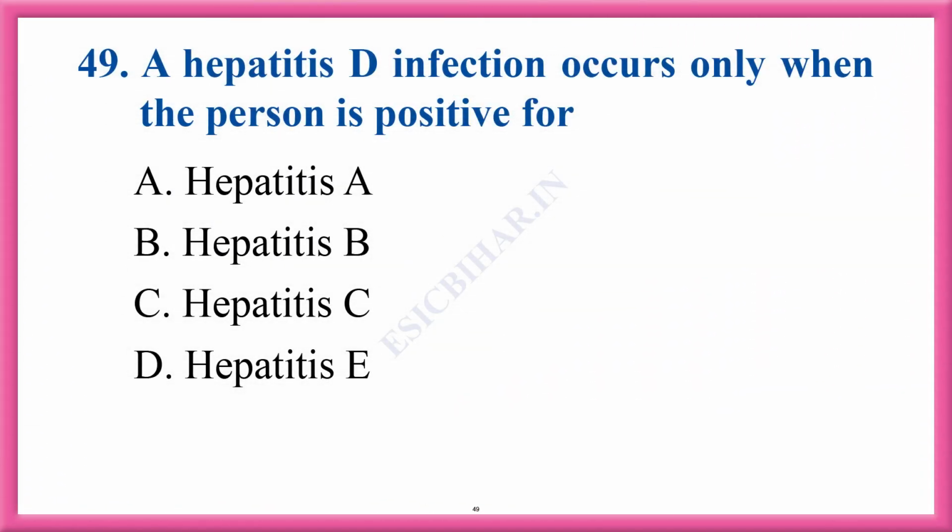Question 49. A hepatitis D infection occurs only when the person is positive for: A. Hepatitis A, B. Hepatitis B, C. Hepatitis C, D. Hepatitis E. And the answer is B. Hepatitis B.